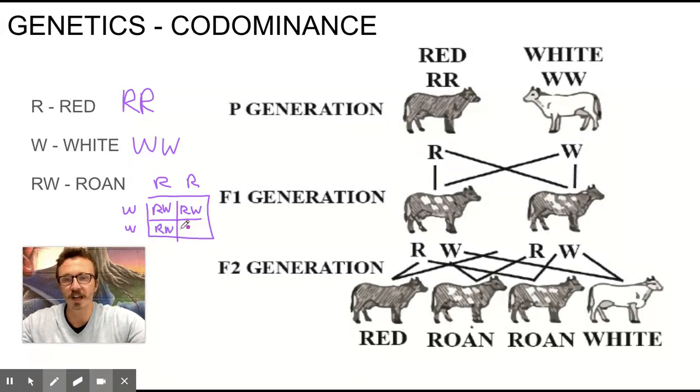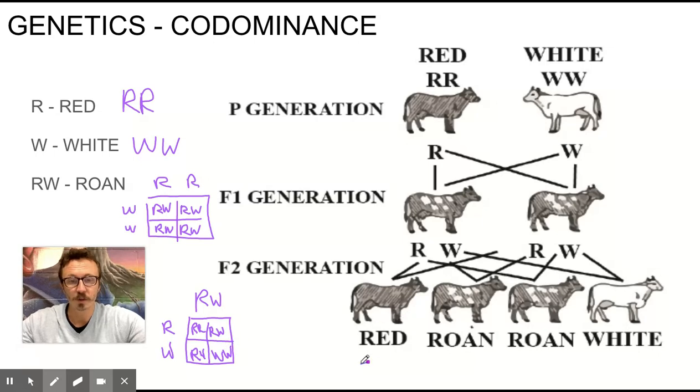Now, two roan cows can really produce some interesting variation in their offspring. We can see here in the F2 generation that these two roan cows can produce red cows, more roan cows, and white cows as well, because they contain both alleles. So this individual cow would be red, this one would be roan, this one would also be roan, and this cow would be white.